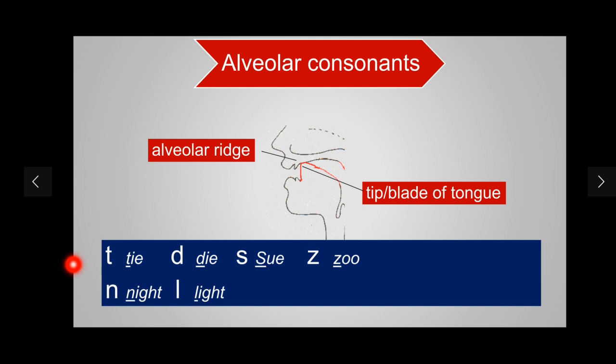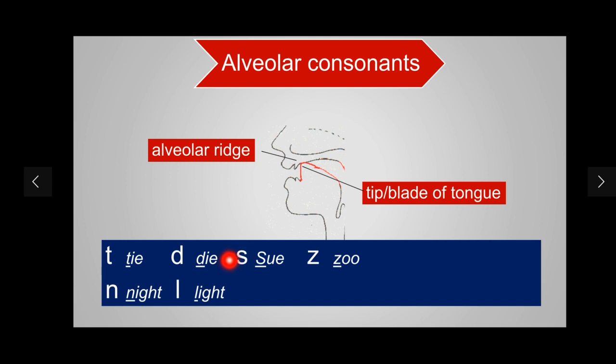So we have certain sounds: we have t and d, s and z, n and l. The first one, t, like tie, tree, tomorrow, today, would be a voiceless consonant sound. By place of articulation, it would be alveolar. By manner of articulation, it would be stop. Similarly, we have d. By place of articulation, it would be alveolar. By manner of articulation, it would be stop or plosive. And by voicing, it would be a voiced one. So t is voiceless, and d is a voiced one.